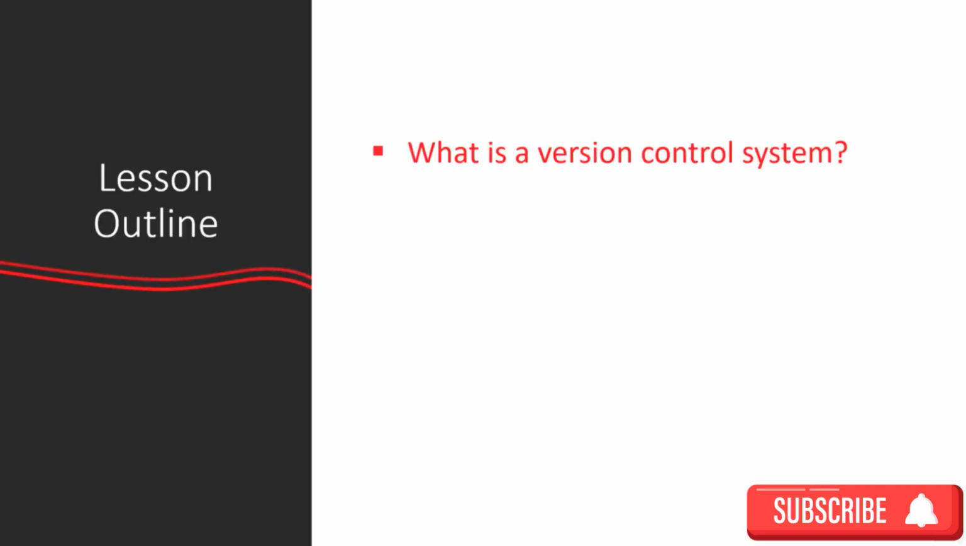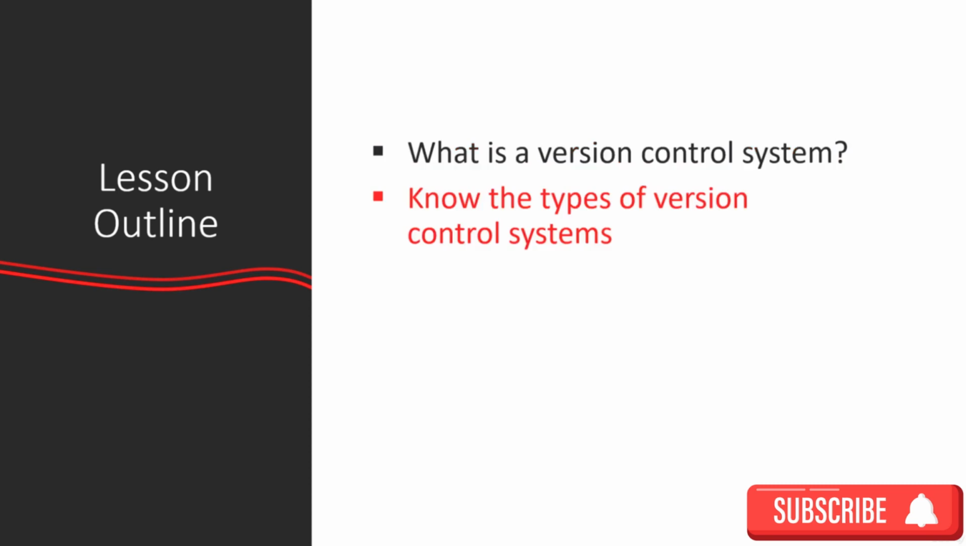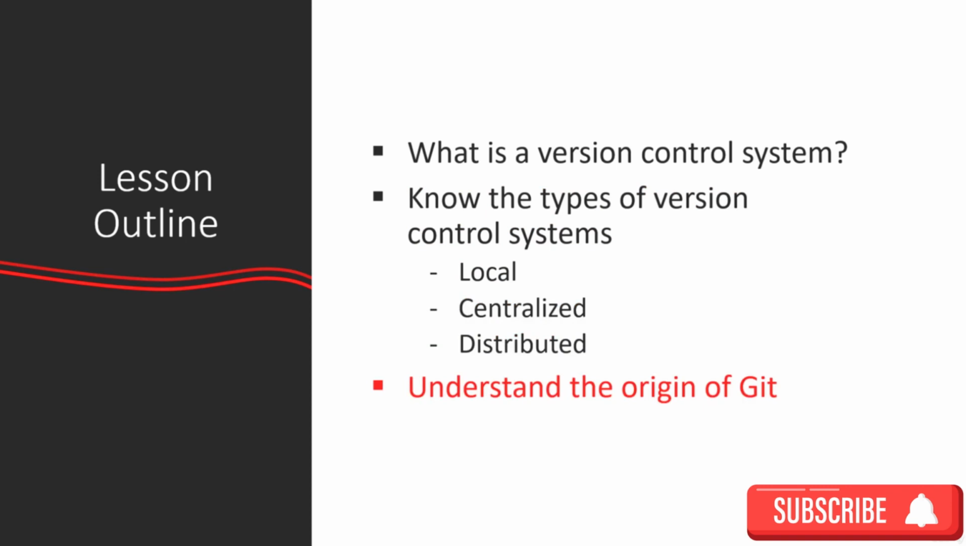First, let's answer the question, what is a version control system? After you understood this, I will ensure that you know the different types of version control systems that exist. You will learn about local, about centralized, and about distributed version control systems. Finally, I will ensure that you understand the origin of Git. You will learn why Git was created and what requirements it fulfills. Now let's start and let's ensure that you understand what a version control system is.